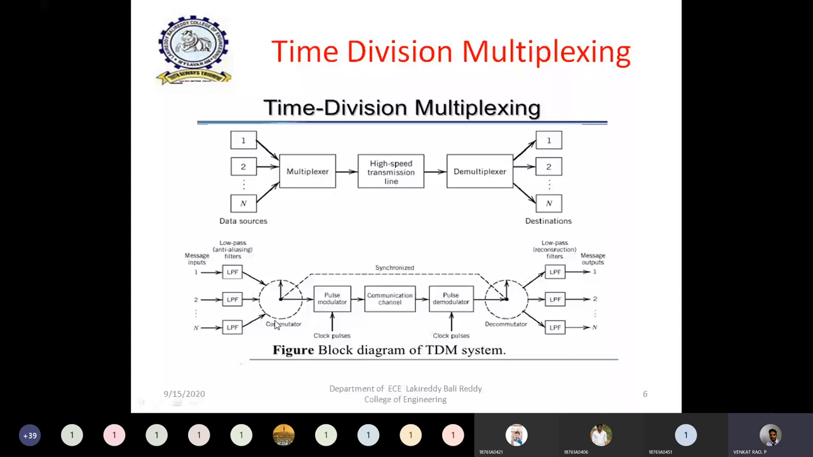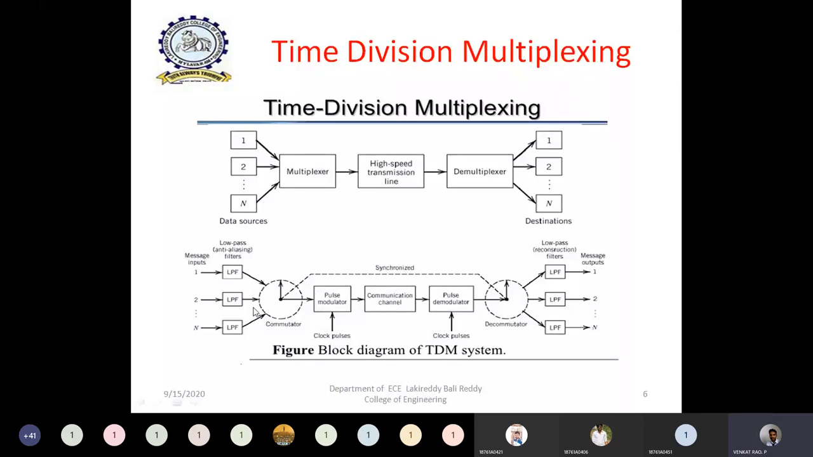But if you observe in detail, all these analog message signals first pass through the low pass filter. Since a low pass filter is also called an anti-aliasing filter, it limits the input signal frequency to some cutoff frequency, so that all these signals are band limited signals. Then all these input signals are passed through a commutator. The commutator's purpose is to sample these signals on the basis of time, and on the basis of time, all these signals are passed through this communication line.